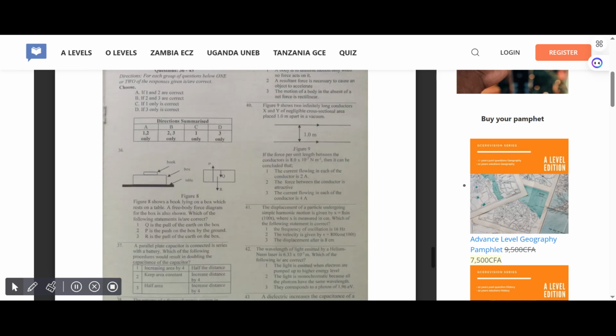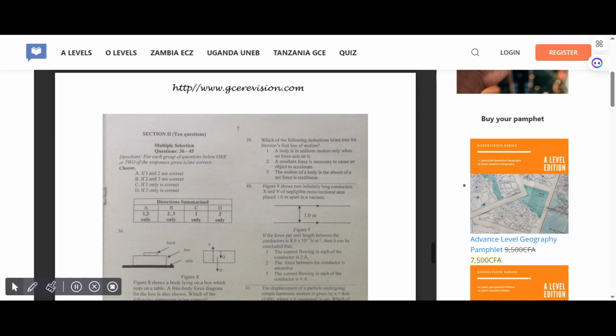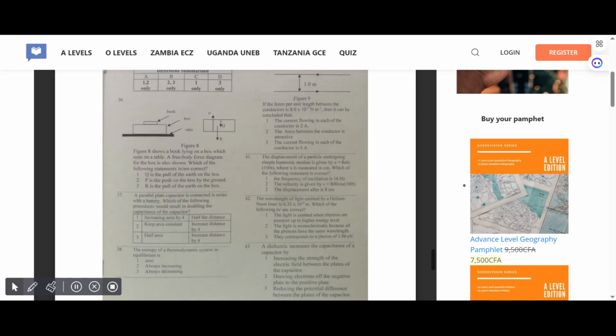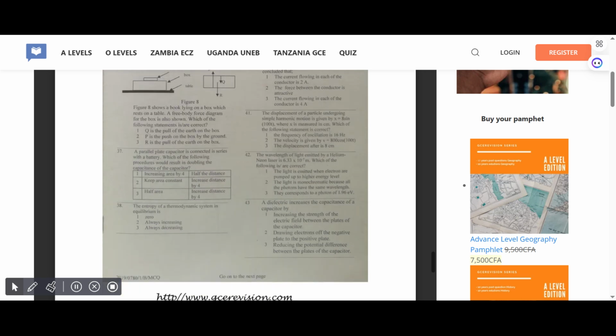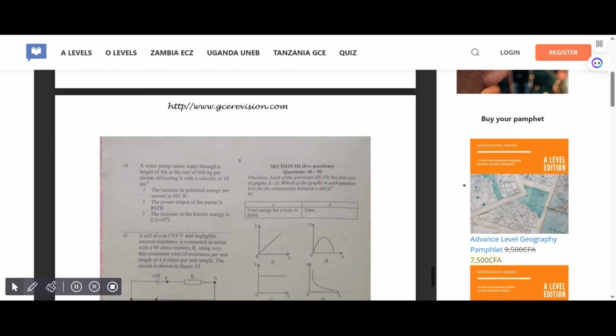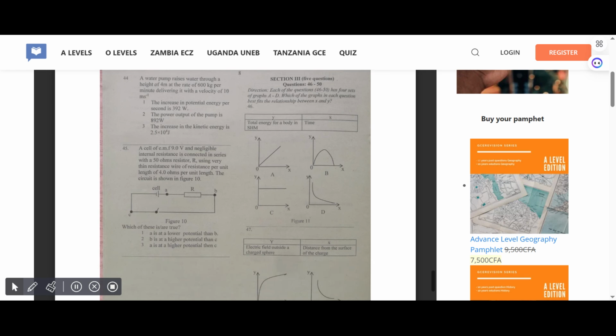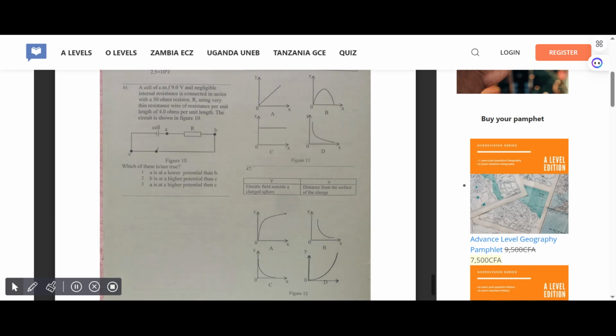C. For 39, the answer is B. For 40, the answer is A. For 41, the answer is A. 42, the answer is B. 43, the answer is D. 44, the answer is C. 45, the answer is B.